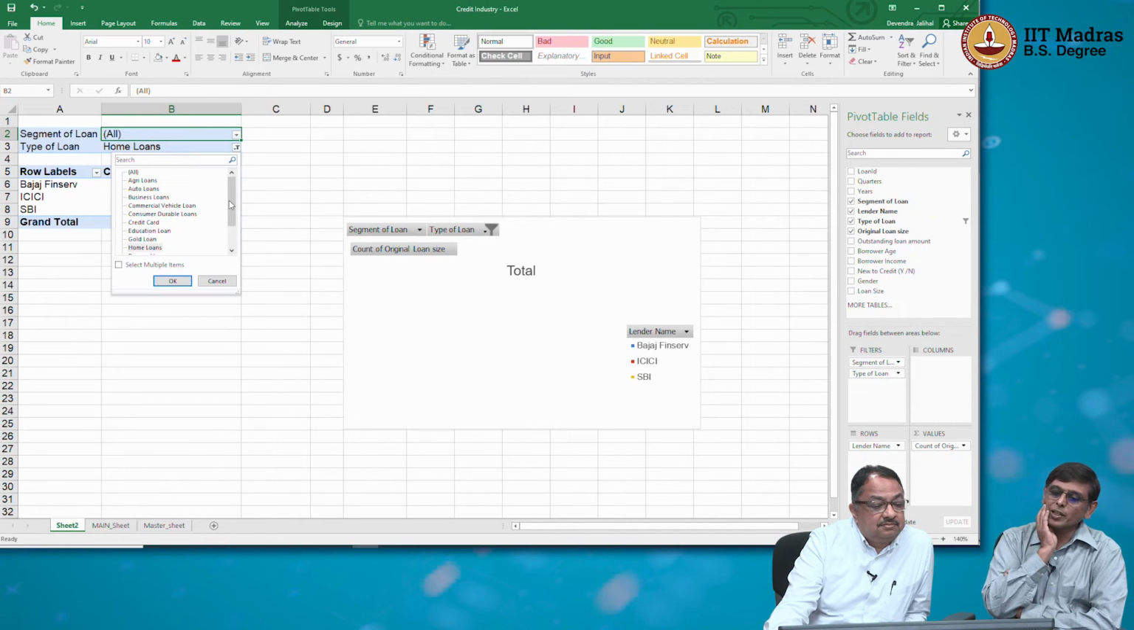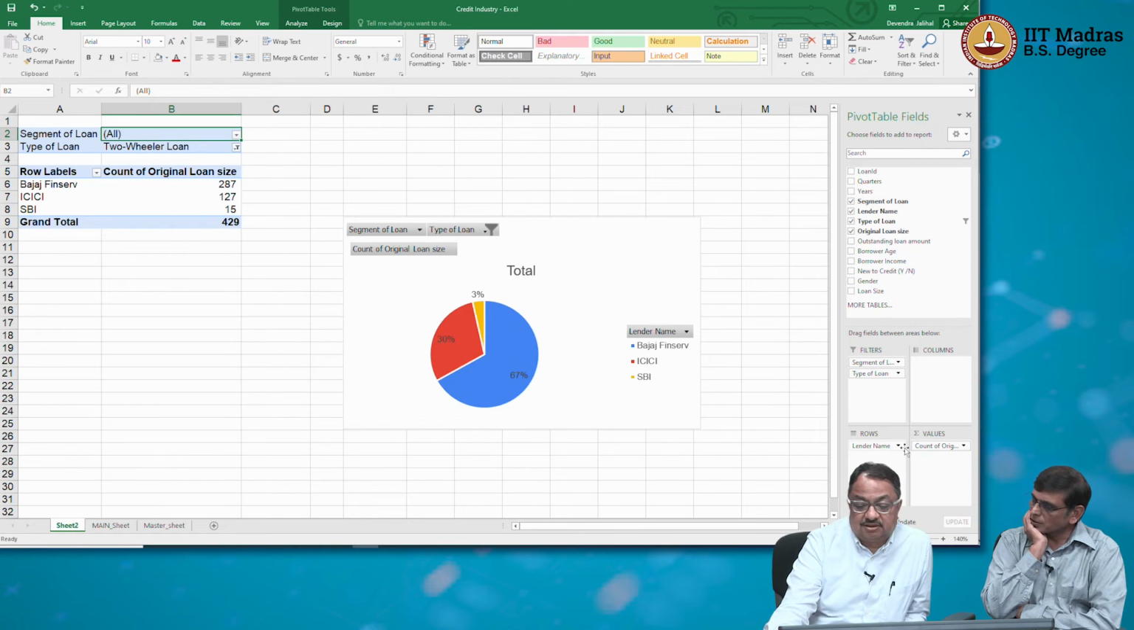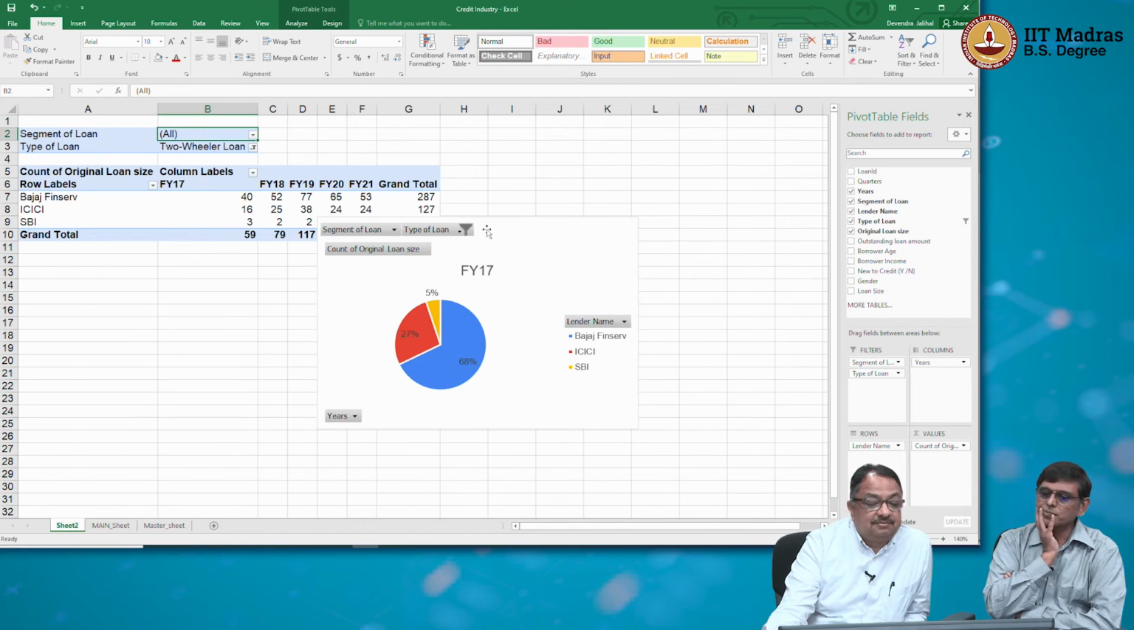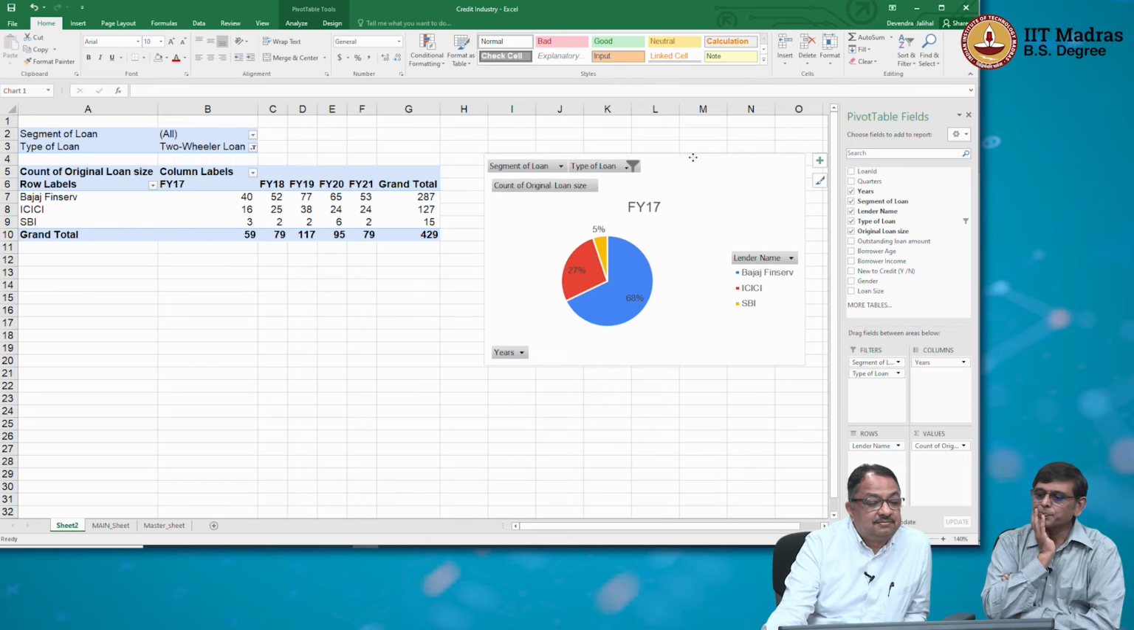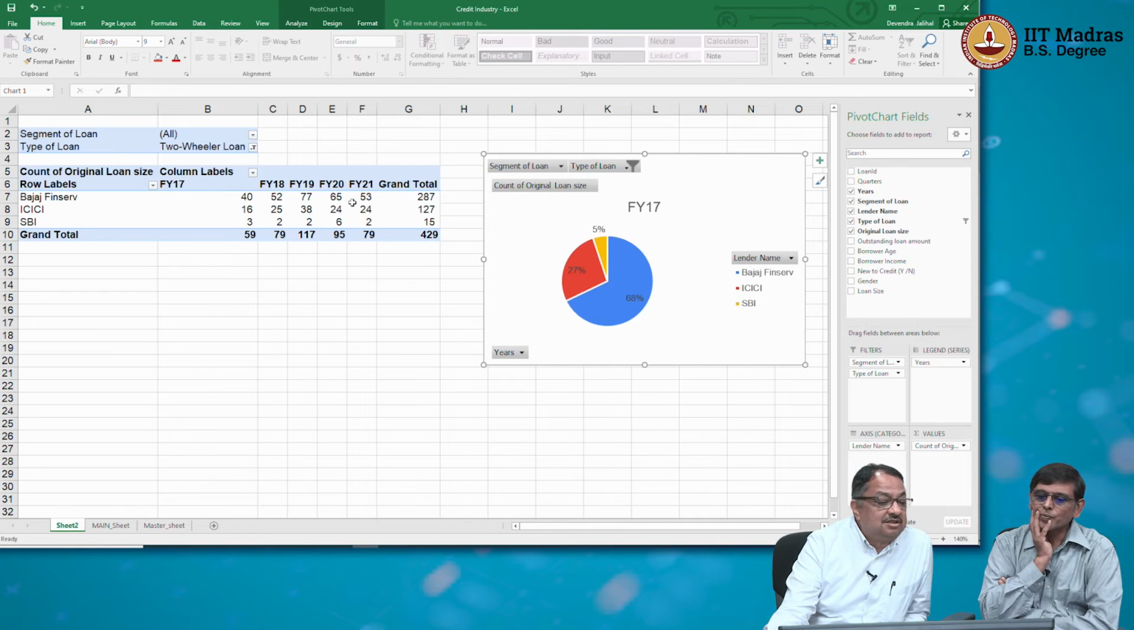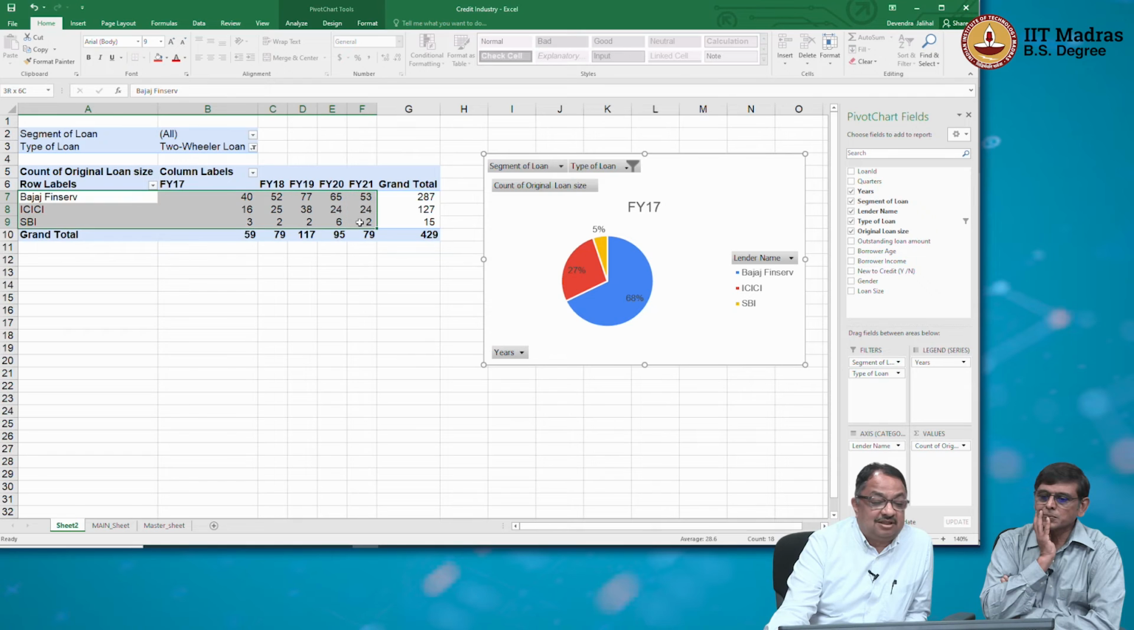I want to see two-wheeler originations number versus years. How many years are there? Oh wow. So what have I done? I've got years in columns, vendor in rows, and I have got number of loans given. Now the best way to represent data like this is actually a line chart.